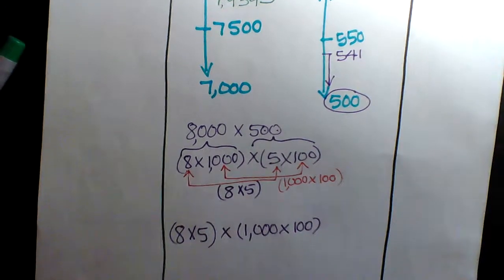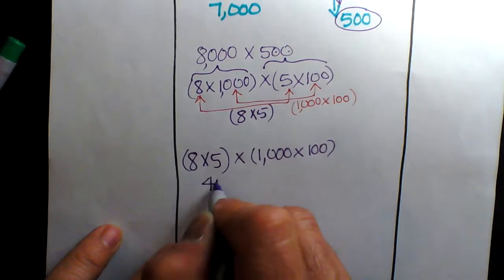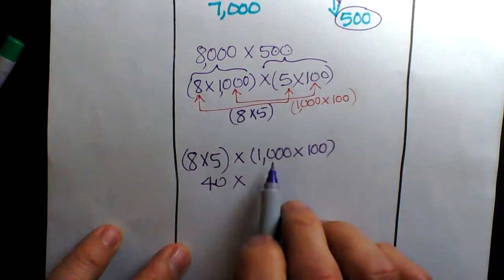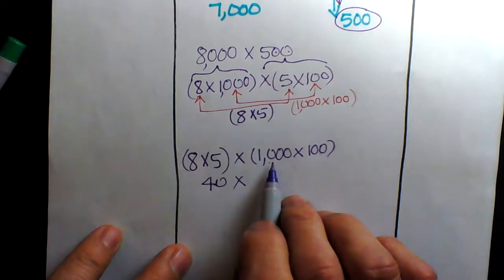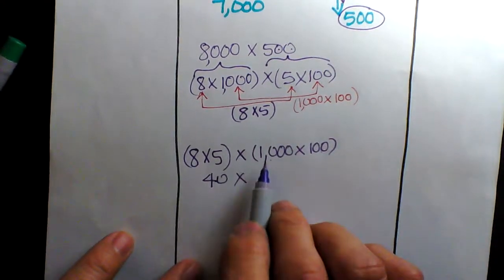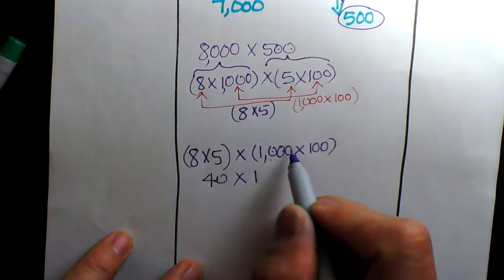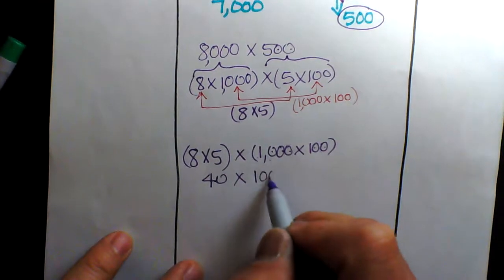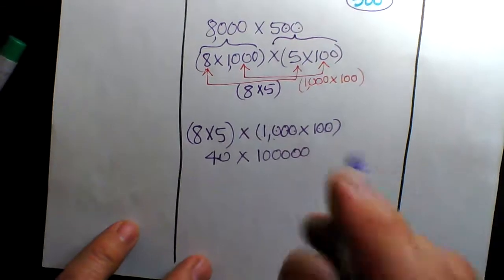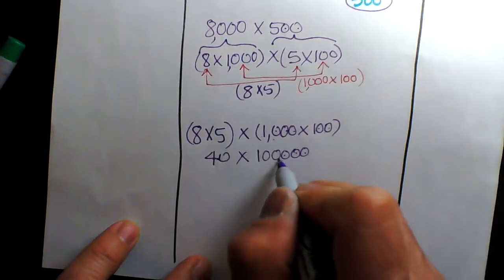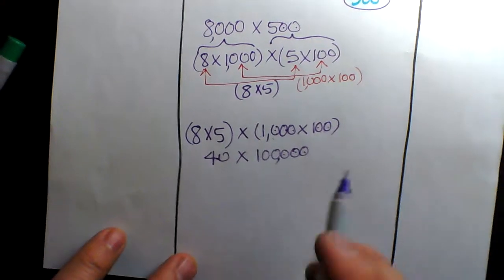If you multiply this, 8 times 5 equals 40, and then 1,000 times 100. See, if you don't know what the answer is going to be, just say 1 times 1 equals 1. And then you count the zeros, 1, 2, 3, 4, 5. Now you make your periods, because that will give you the answer. 1,000 times 100 equals 100,000.